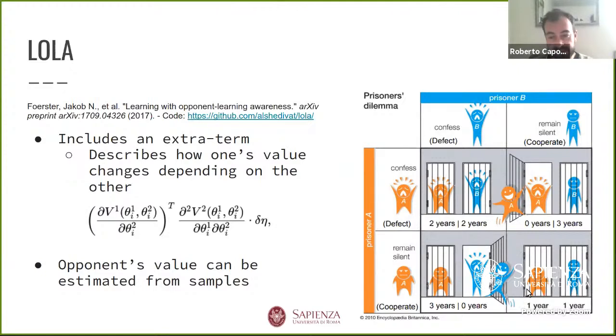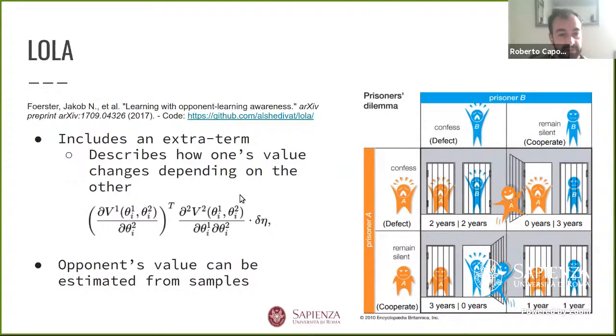For both of them. But of course, individually, it could probably be a better idea to confess so that you can go outside. But you don't know what the other agent is doing. So if the other agent also confesses, then you both stay in jail for 2 years. So it's very hard.